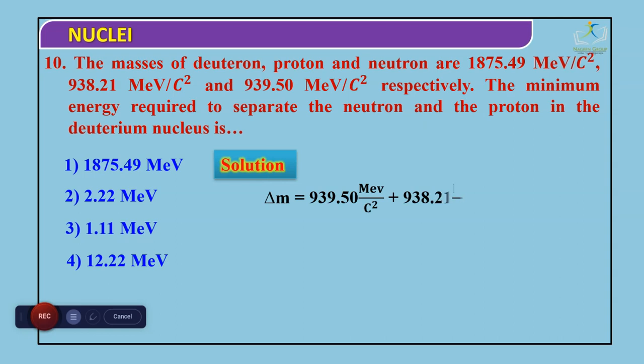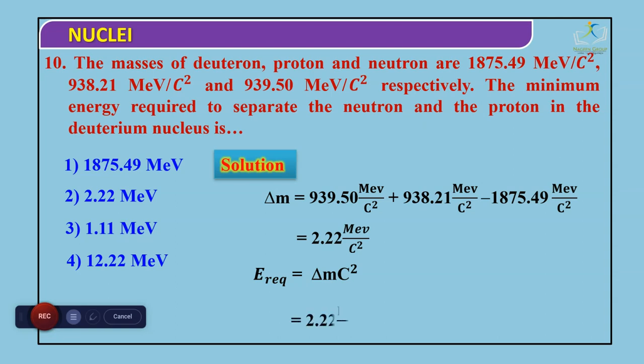Now the solution. The mass defect is 939.50 megaelectron volt per c square plus 938.21 megaelectron volt per c square minus 1875.49 megaelectron volt per c square, which is equal to 2.22 megaelectron volt per c square. We know that the required energy will be delta m c square. For that scenario, 2.22 megaelectron volt per c square into c square comes to 2.22 megaelectron volt. According to that, the correct option is option 2.